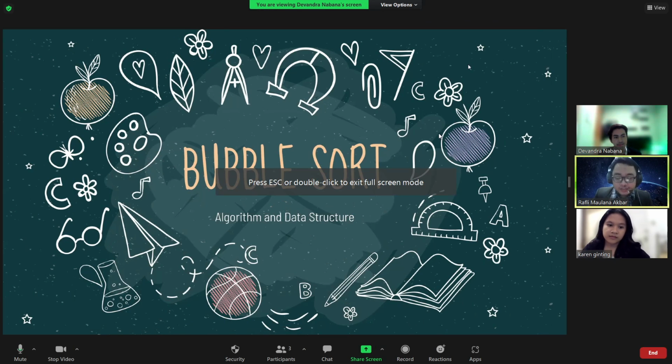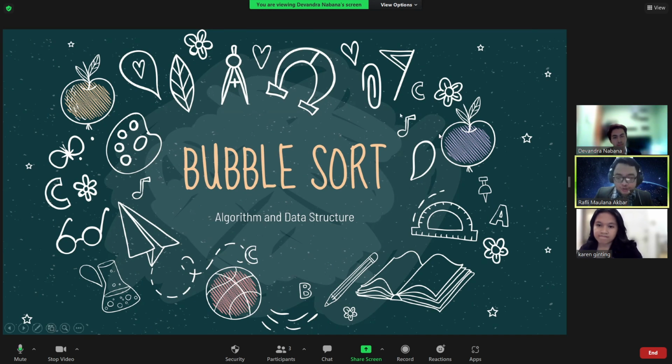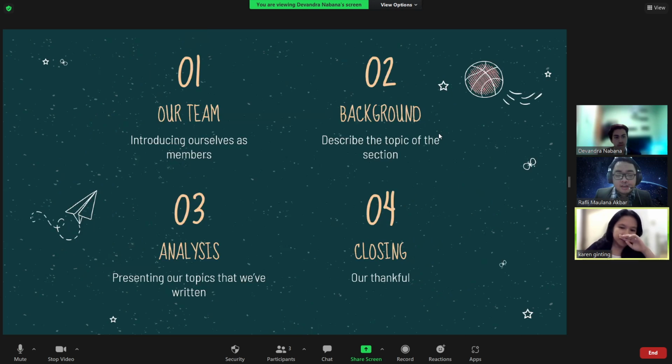Today we're going to do a presentation about our ISAS project on algorithm and data structure, and that is bubble sort. But before that, let's move to the next slide, please. This is the structure of our presentation. We're going to do an introduction, and we move to background, analysis, and our closing.